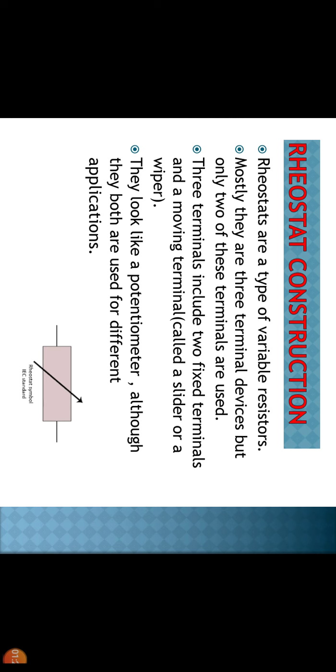Mostly these look like a potentiometer. You may know about potentiometer, but I will tell you a potentiometer is an instrument that is used for measuring an electromotive force by balancing it against the potential difference produced by passing a known current through a known variable resistance. Although they both are used for different applications, you can see their difference. They have a difference between them.